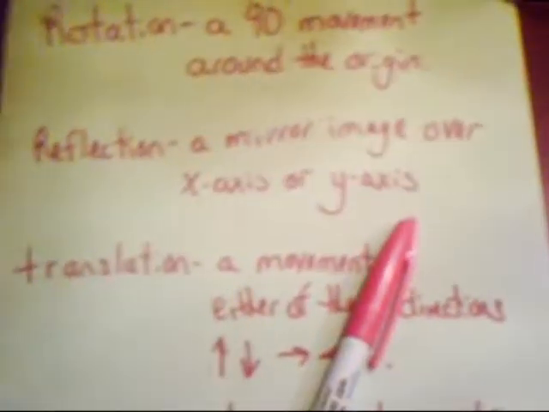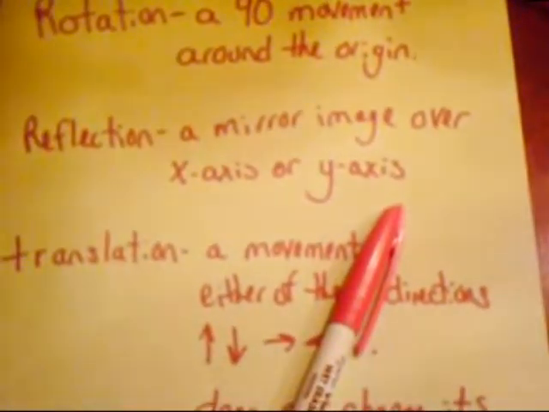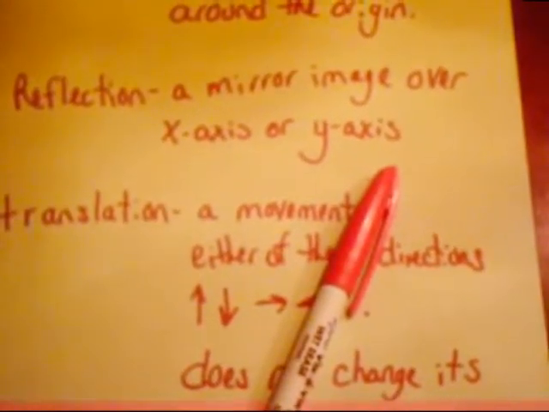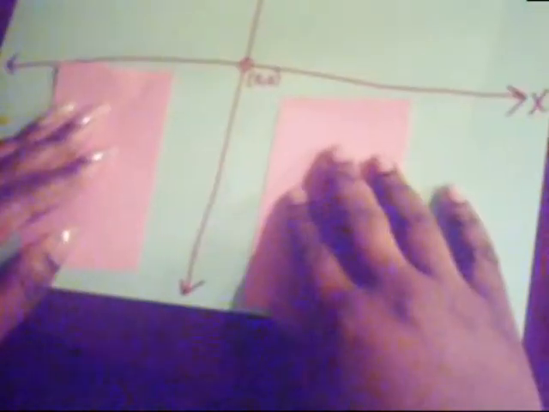Remember that a reflection is just a mirror image, and whatever axis the reflection is across will act as the mirror. So if we were reflecting this image across the x-axis, it would be here. If we were reflecting this image across the y-axis, it would be here.